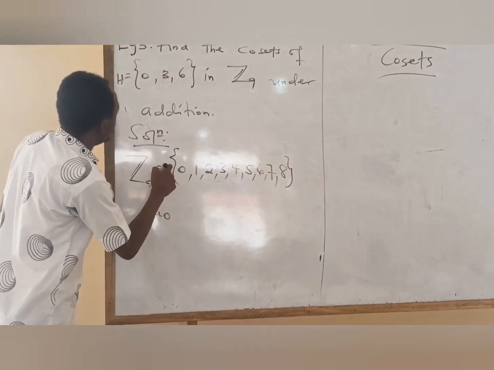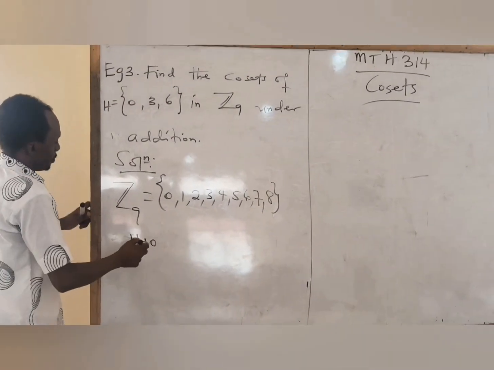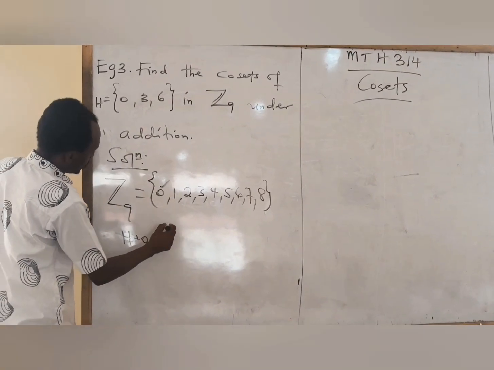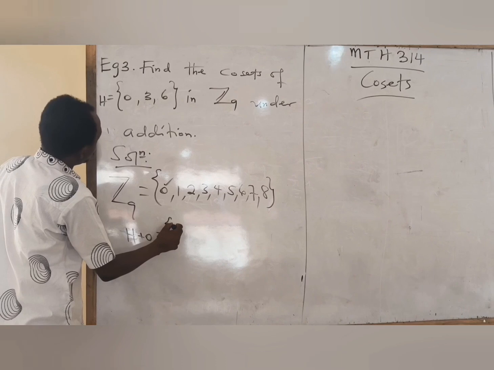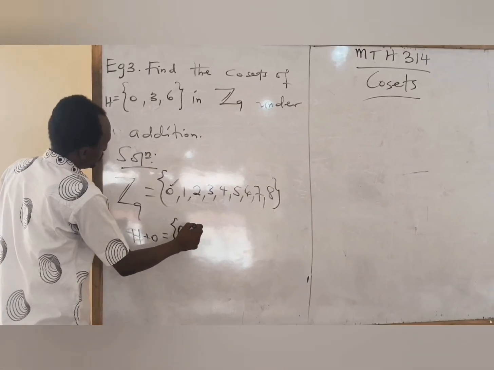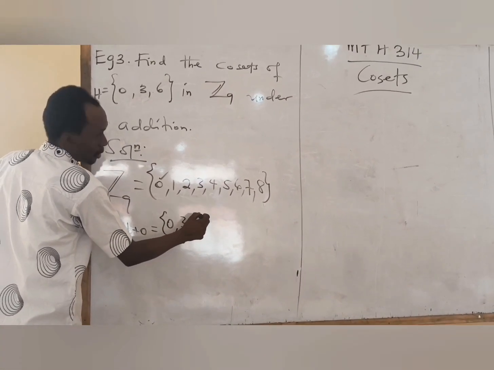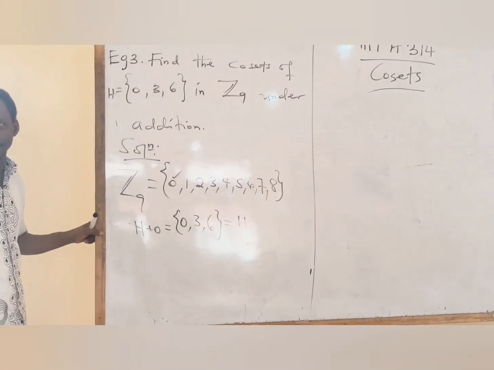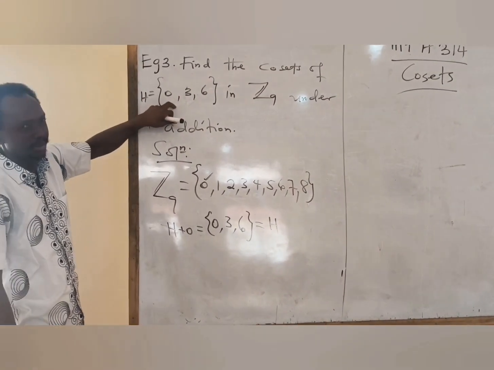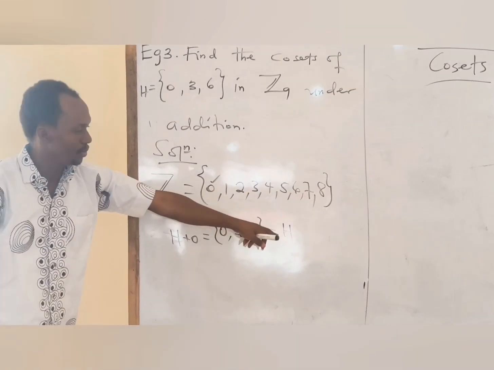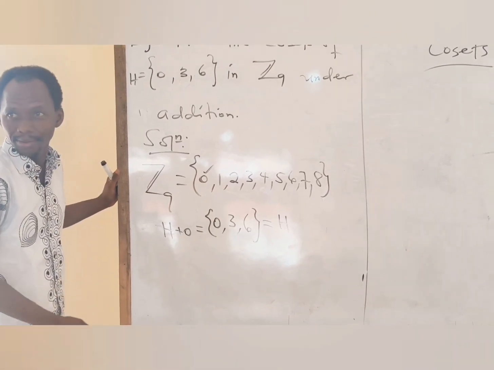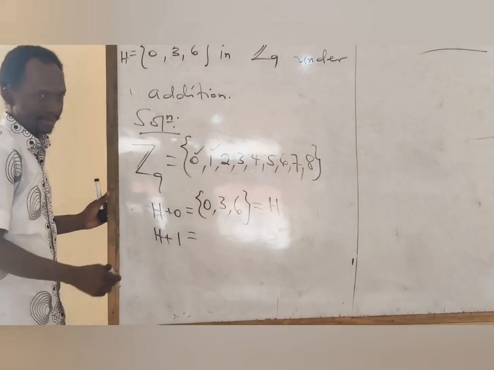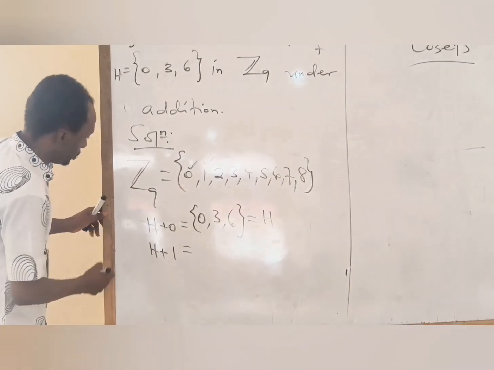So the first, let's see. 0 plus this. What do we get? 0 plus 0, 0. 0 plus 3. 0 plus 6, 6. It's the same as what? 8. Now you see, 8. This one, add 0 to it, you get the same thing. Yeah? Now, 8 plus 1.